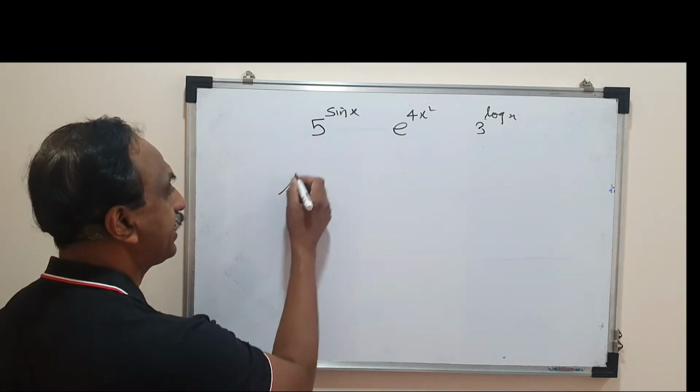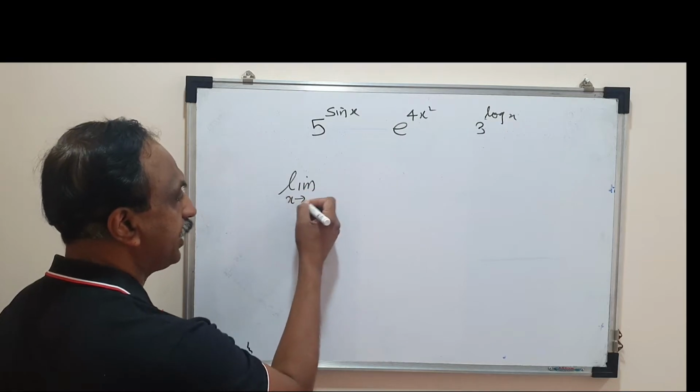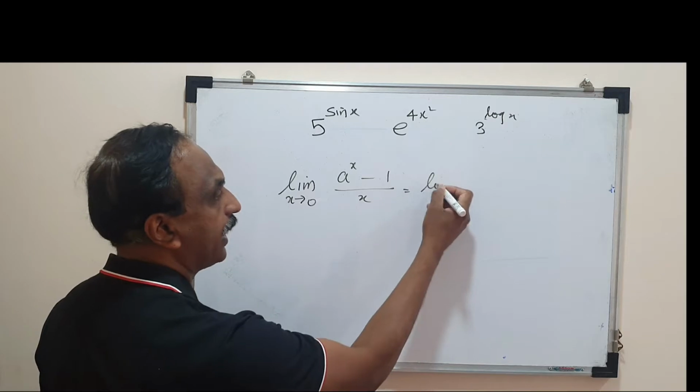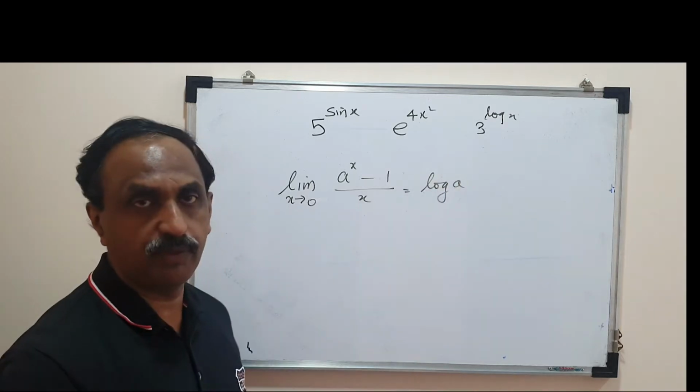We have one formula: limit x tending to 0, a to the power x minus 1 upon x is log a. This is a formula that we will be using.